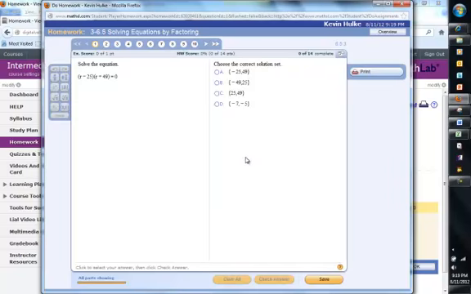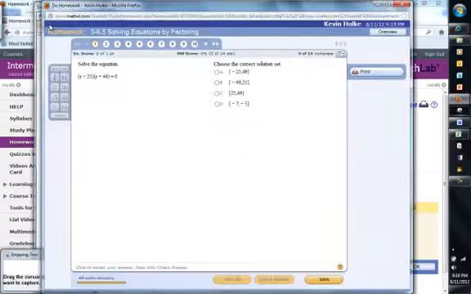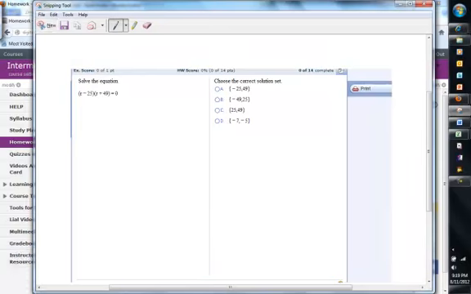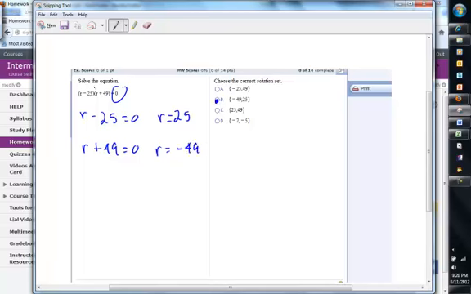All right, here's how you go about doing it. One of the rules that you need to know is that if you have two numbers that multiplied equals 0, then one of those two numbers has to be 0. That's called the zero factor rule. So either r minus 25 equals 0 or r plus 49 equals 0, which means r is 25 or r is negative 49. Now if you remember, this is the factored form.